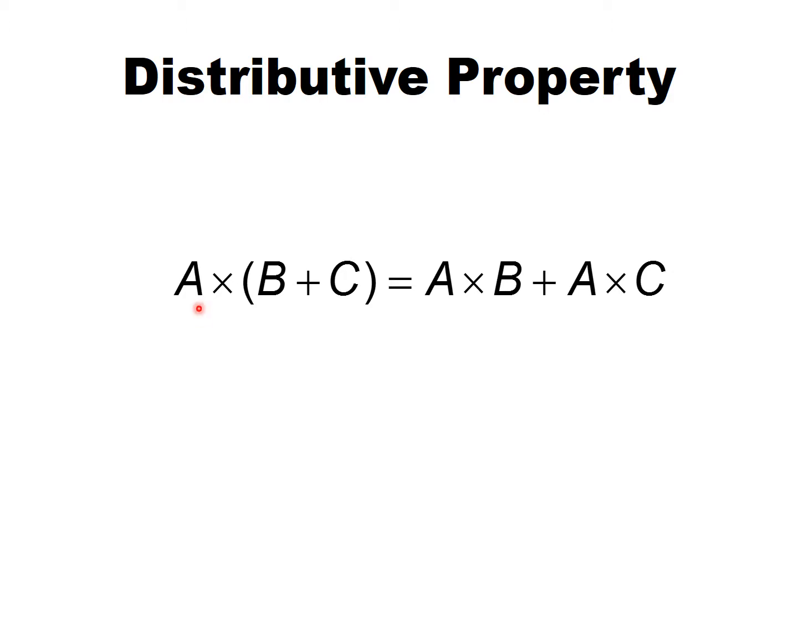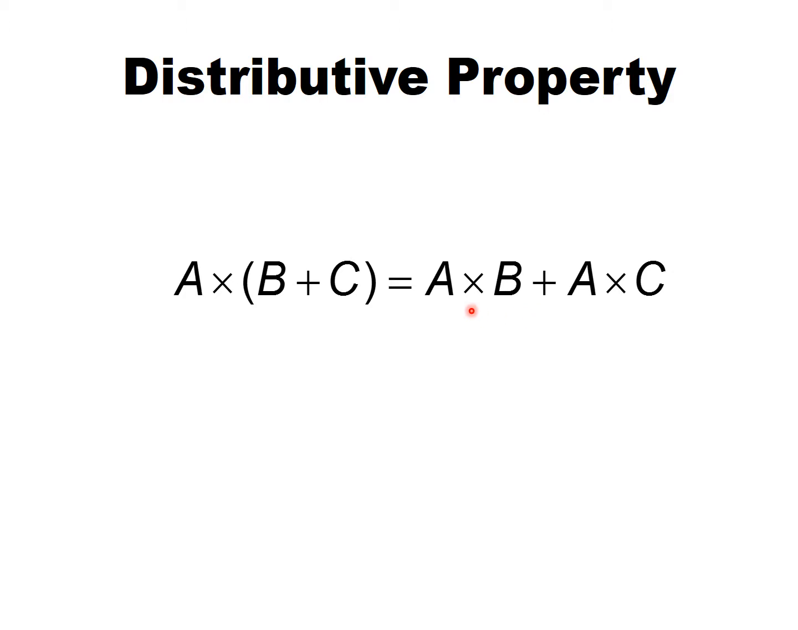Say I've got a number a times the sum of two numbers b plus c. Now these numbers could be whole numbers, they could be negatives, they could be decimals, they could be fractions, it doesn't really matter. Here we're going to work with just whole numbers. So a times the quantity b plus c. The distributive property says that I can distribute that a across to get a times b plus a times c.